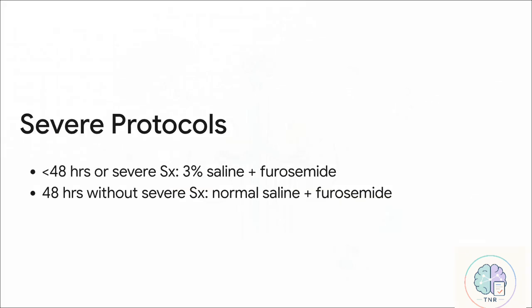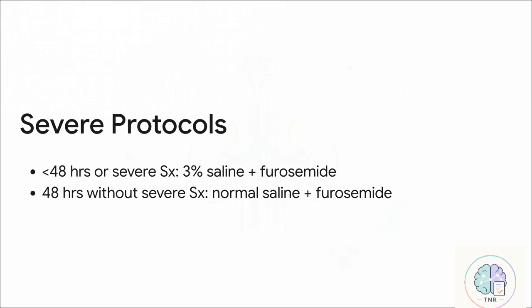For the severe cases, we rely on very specific IV fluid and furosemide combos, but you've got to pay attention to how the saline concentration flips based on the timeline. If the condition has been going on for less than 48 hours, or if you're seeing severe symptoms like a coma or seizures, we hit it with 3% saline at 1 to 2 milliliters per kilogram per hour, plus 20 milligrams of IV furosemide daily.